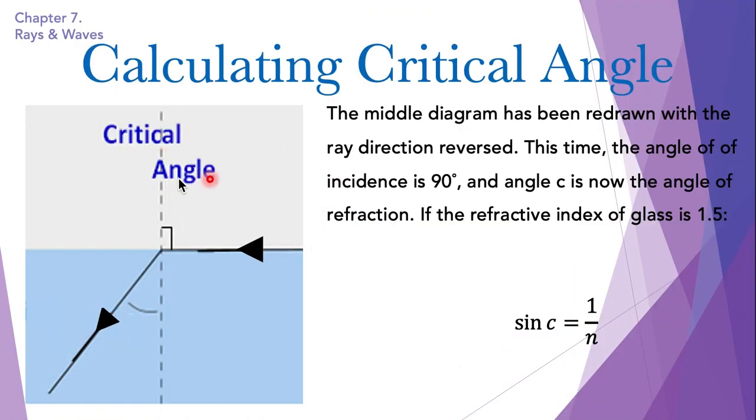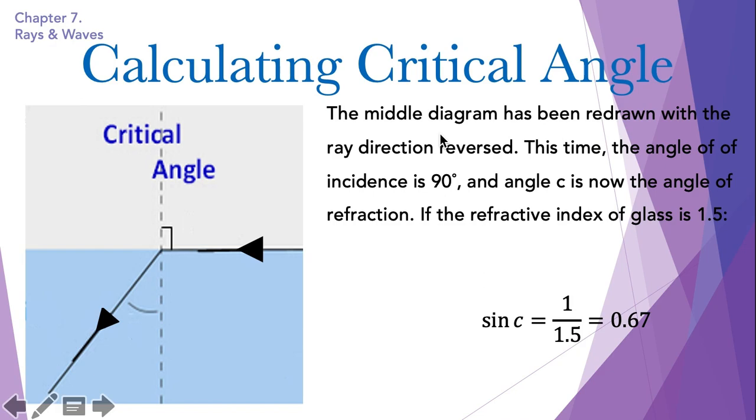Let's see the middle diagram here. This is the critical angle. But this diagram has been redrawn with the ray direction reversed. This time, the angle of incidence is 90 degrees and the angle C, which is the critical angle, is now the angle of refraction. So, if the refractive index of glass is 1.5, sine C is equal to 1 divided by n, 1 divided by the refractive index, and we will get the critical angle.